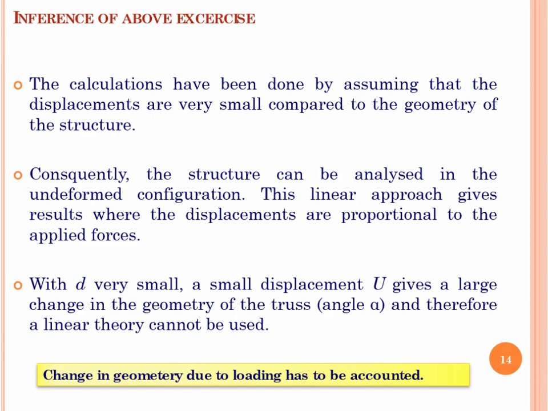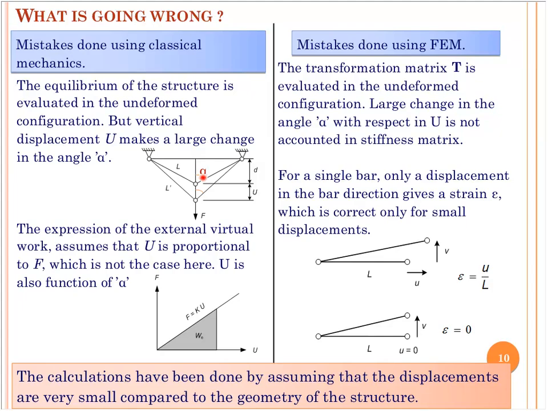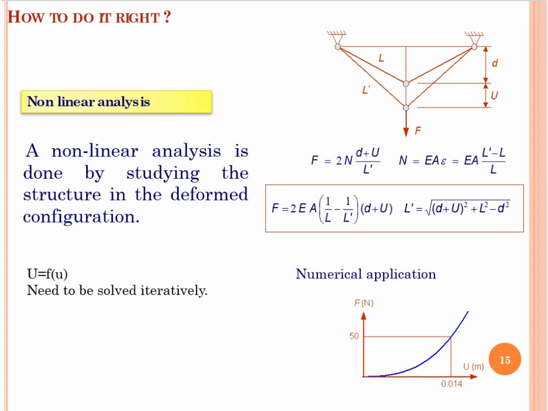Here is an example. Look at the final expression for the deflection here. In this expression, I'm going to use my deformed geometry, that is L dash, as one of the parameters. So my final deflection U depends on the deformed configuration of this thing. Now, the force, displacement and change in geometry, all these parameters are coming into a single equation.